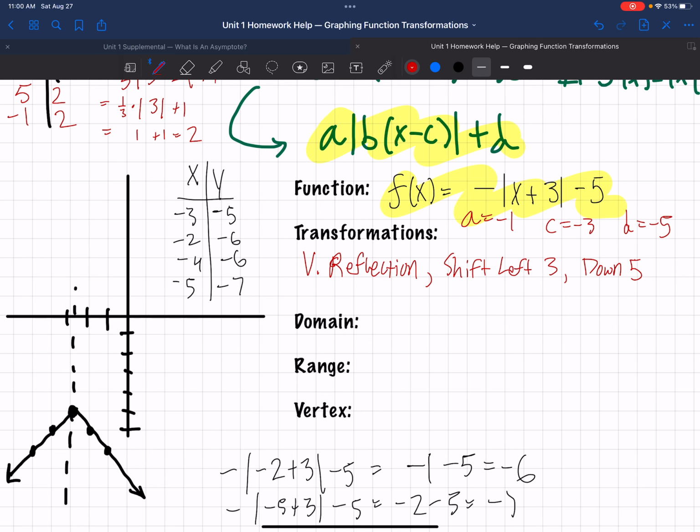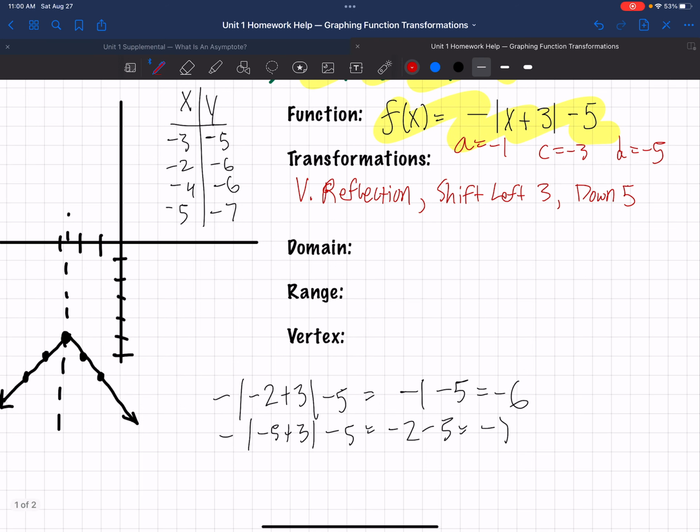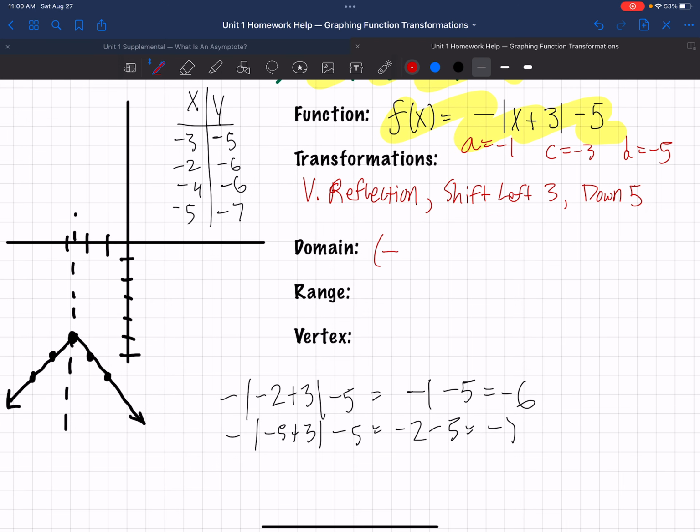Domain, all real numbers. If that's not clicking yet, well, just keep fermenting on it. Just keep thinking. Just keep that brain brewing. All right. It goes all the way left, all the way right.